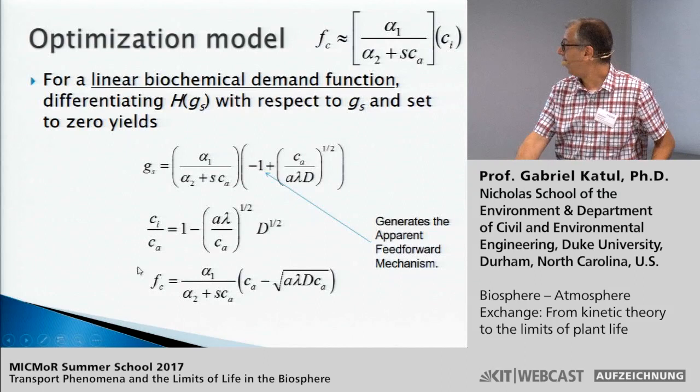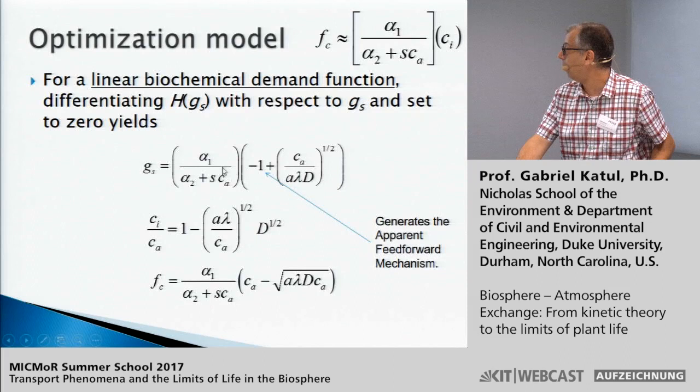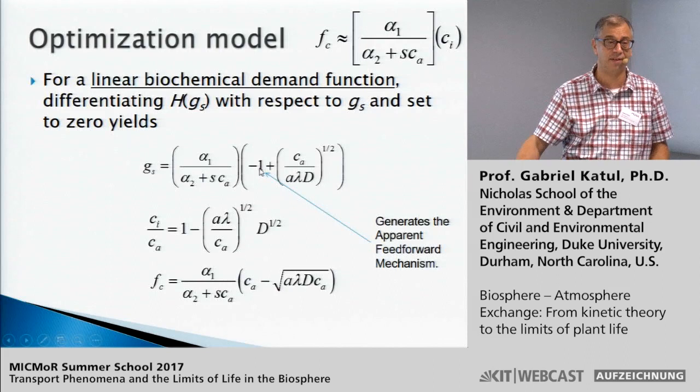And if you do that, you find an explicit expression for the stomatal conductance that depends on the slope of the photosynthesis Ci relation. And this is clearly now an outcome of the optimization theory. There is a minus 1 plus this quantity Ca over A lambda D. Ca is the atmospheric CO2 concentration. D is the vapor pressure deficit. And lambda is the Lagrange multiplier. I will show later that this minus 1 that arises from the optimality solution is entirely connected to the apparent feedforward mechanism that Nadine touched upon yesterday.